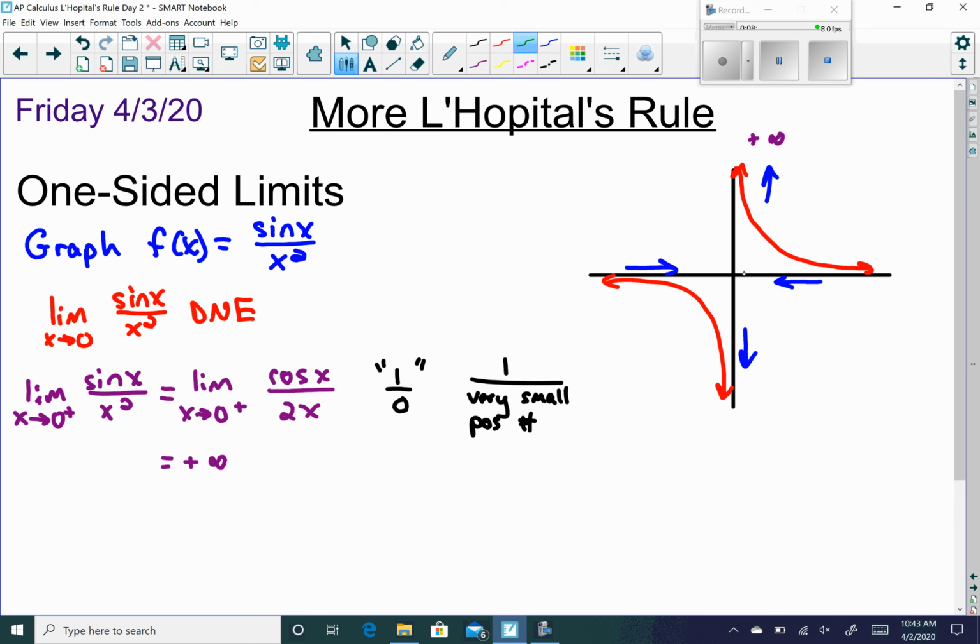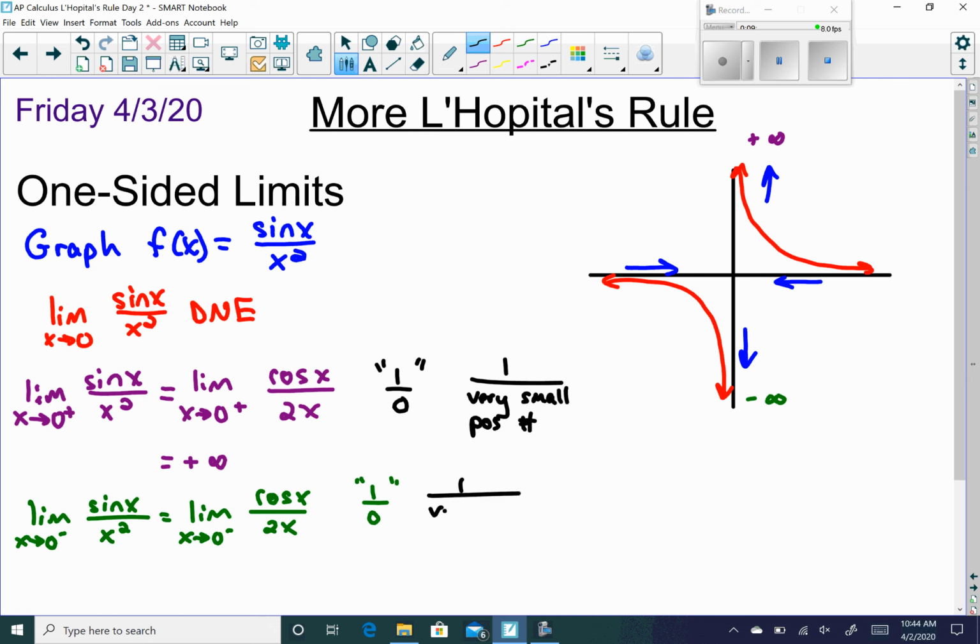If we approach 0 from the left, our graph again is decreasing without bound, so we should get a value of negative infinity. So let's take a look at this from the left. Again, taking the derivative, we end up with the same expression. Cosine x over 2x. It's still 1 over 0, but this is 1 over a very small negative number, which is what's going to give us that negative infinity.